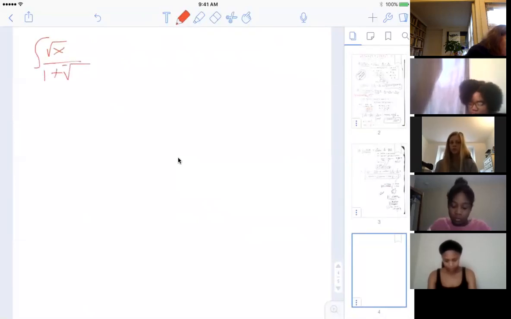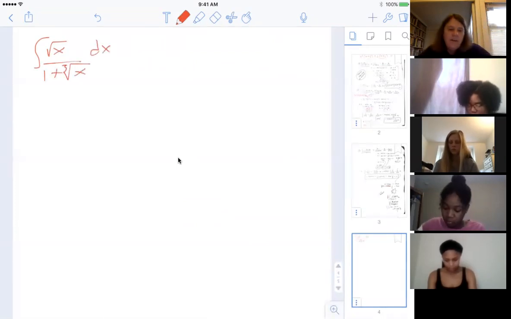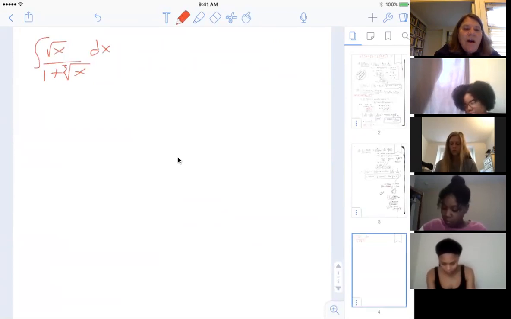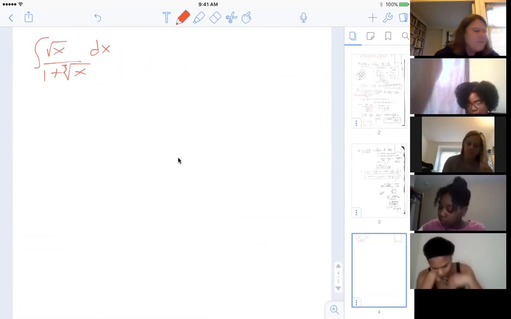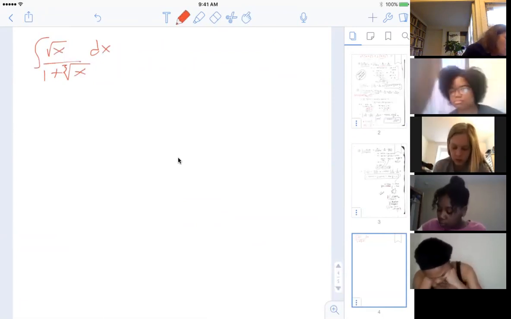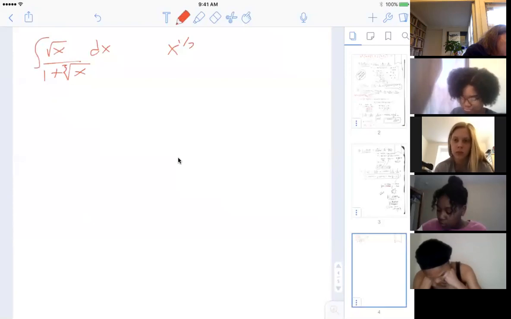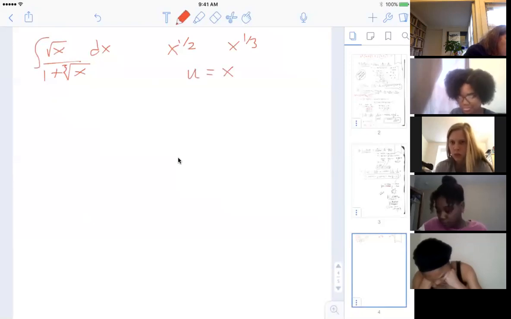One plus the cube root of x dx. Oh, my internet connection is unstable. That's not good. Okay, so guys, this was that miscellaneous substitution like I did yesterday where we had the two radicals that had a different index on them. They were different roots. So we had an x to the 1/2 and we had an x to the 1/3. The trick was to let u equal x to the 1/6.